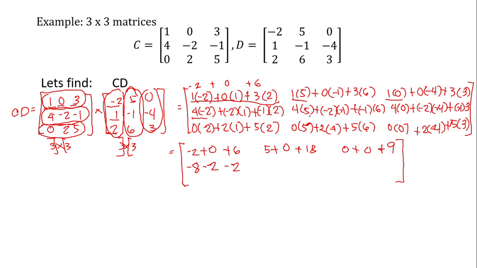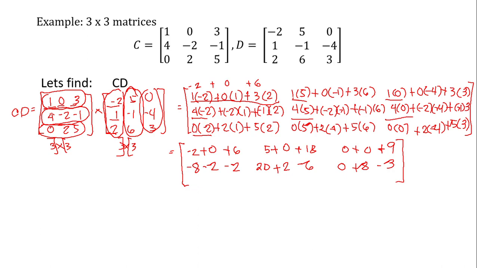Next, 4 times 5 is 20. Dito. Negative 2 times negative 1 is positive 2. Negative 1 times 6 is negative 6. Next, 4 times 0 is 0. Negative 2 times negative 4 is positive 8. And negative 1 times 3 is negative 3. Okay, next. Ito naman sa pangatlo.